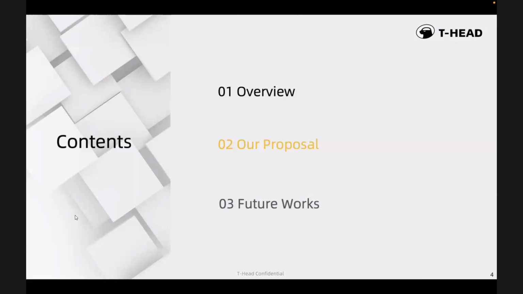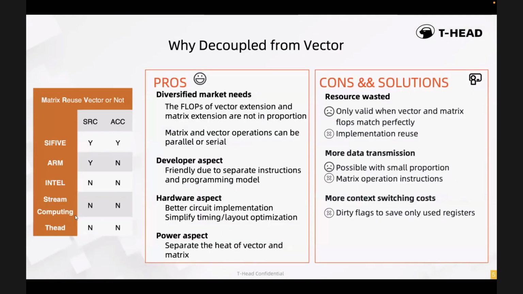Let's discuss the relationship between matrix extension and vector extension first. Different companies have different solutions. SiFive chose to fully reuse the vector registers, while ARM chose to reuse the vector registers as its source operand and only extend the matrix accumulation registers, while Intel and Stream Computing keep the vector registers and the matrix registers completely separated.